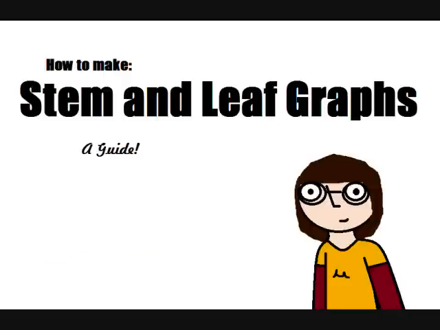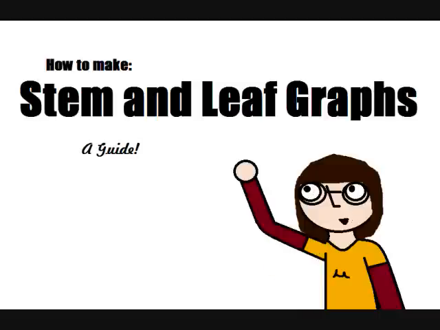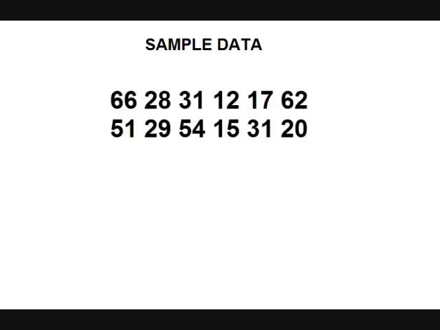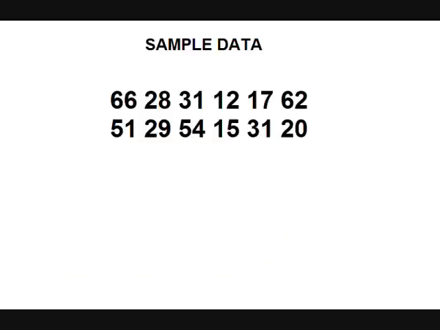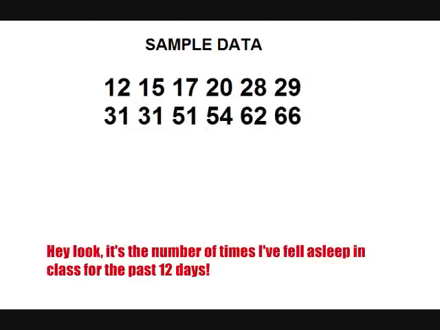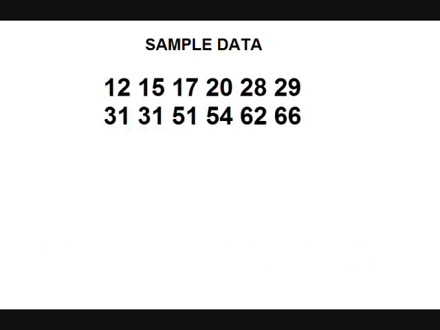Now, before we can start organizing the data, we are going to need some data to organize, so let's put some data up on the screen now. This data is not in numerical order at all. It's pretty jumbled up, and it's going to be kind of hard to effectively put on the stem and leaf plot like this, so let's put it in numerical order from least to greatest. There we go. Now that we have that in order, let's actually draw the stem and leaf graph.